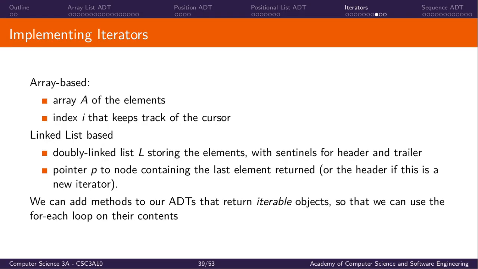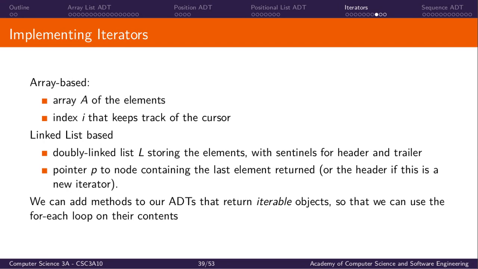Right. So for the linked list version, we'd use a doubly linked list. That's convenient for us. We would then use a reference to a particular position to keep track of where we are. So that will be our cursor in this case. We can check if there is something that comes next simply by checking that it's not equal to our trailer.